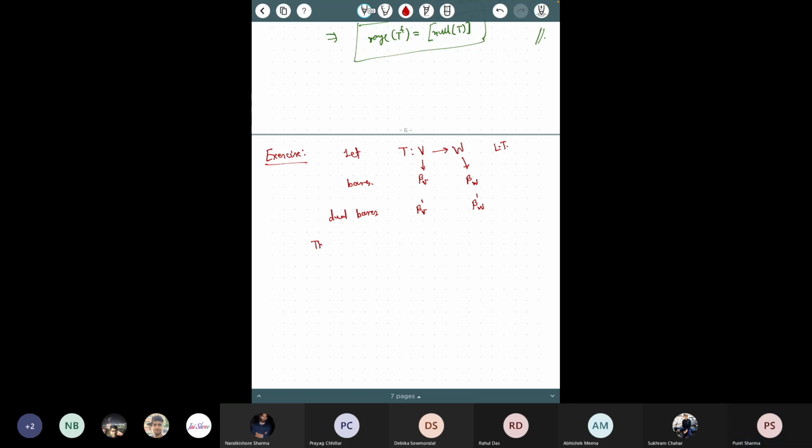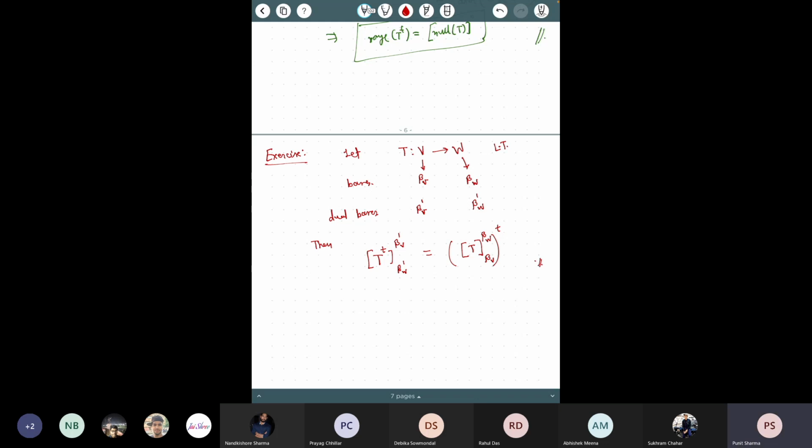Then you can show that the matrix representation of T transpose with respect to BW dash and BV dash is the same as the transpose of the matrix of T with respect to BV and BW. Okay, so this you can prove.